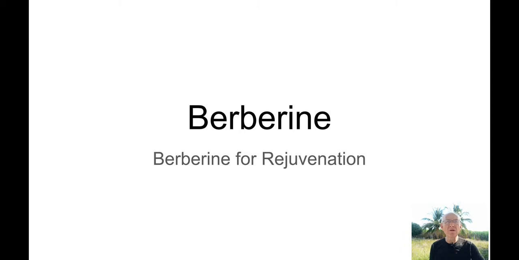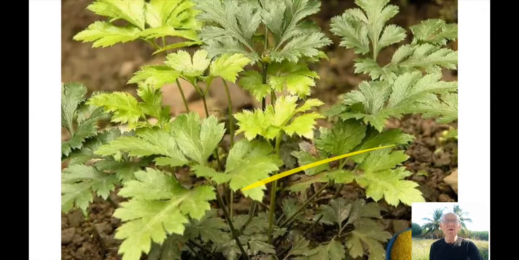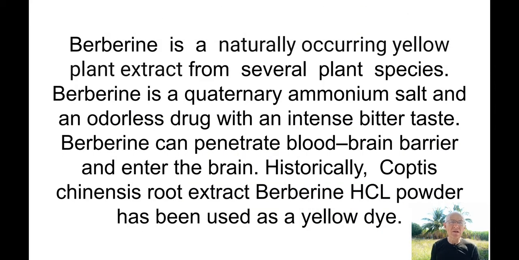Berberine was used for centuries in China as an extract, mostly from the roots of plants like Chinese goldthread. It has roots of a yellow color. If you cut it and dry it out, it is a bright yellow color, so you can extract with hot water or hot alcohol. You can extract this berberine, and in the past it was used as a yellow dye.